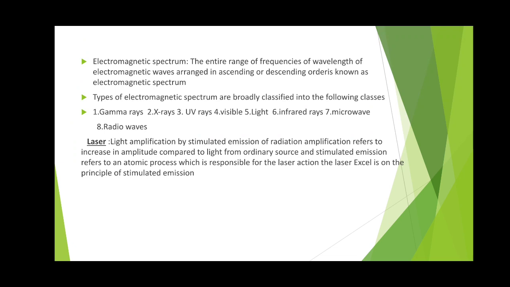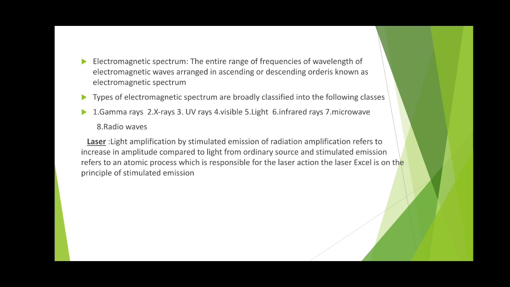So there are a number of examples of electromagnetic waves. For example, light, ultraviolet rays, infrared rays, radio waves, X-rays. But they have different wavelength and frequency. On the basis of their wavelength and frequency, they are classified. So there is a spectrum. Spectrum means series. So, electromagnetic spectrum. The entire range of frequencies or wavelengths of electromagnetic waves arranged in ascending or descending order is known as the electromagnetic spectrum. The types of electromagnetic spectrum are broadly classified into the following cases.